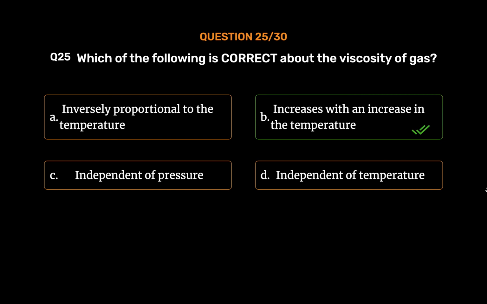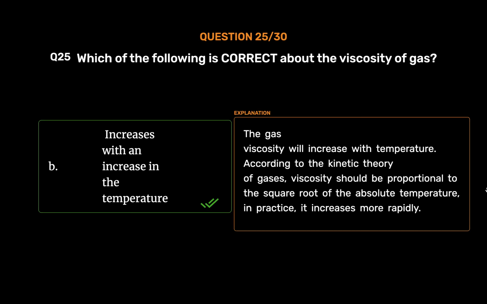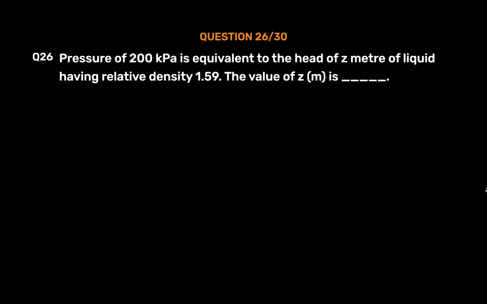Increases with an increase in the temperature. The gas viscosity will increase with temperature. According to the kinetic theory of gases, viscosity should be proportional to the square root of the absolute temperature. In practice, it increases more rapidly. Question number 26. The pressure of 200 kilopascals is equivalent to the head of Z meter of liquid having relative density 1.59. The value of Z, m, is underscore.